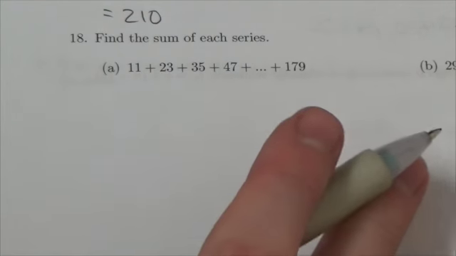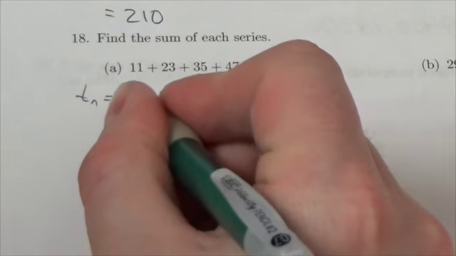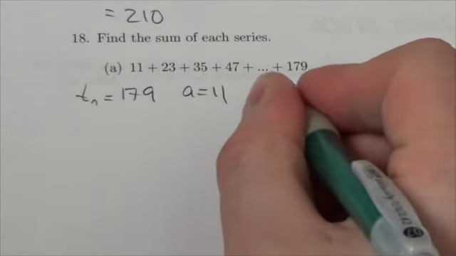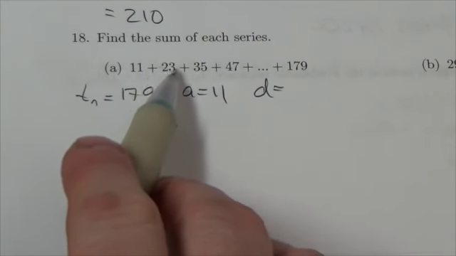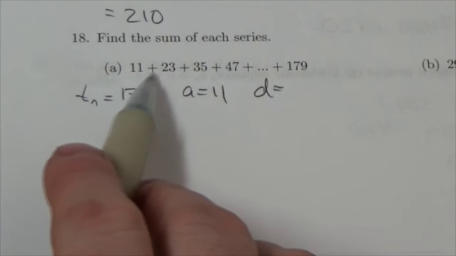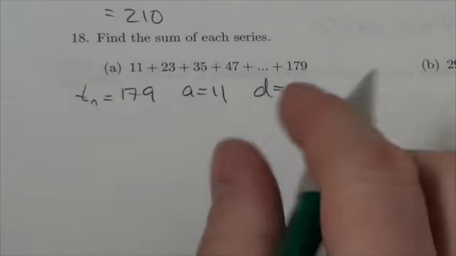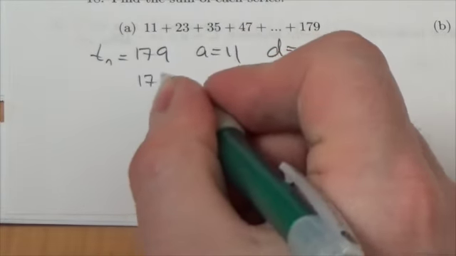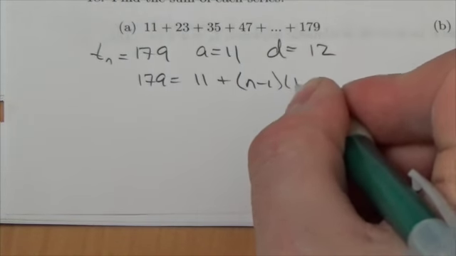And the way I do that is to not use the summation formula. I have to use the sequence formula. So I know that the nth term here is equal to 179. I know that the first term is 11. And I can see right now that the d value is going to be term 2 minus term 1. So 23 minus 11 is 12. So what I'm going to do here is set up my sequence equation. So 179 is going to equal 11 plus n minus 1 times 12.